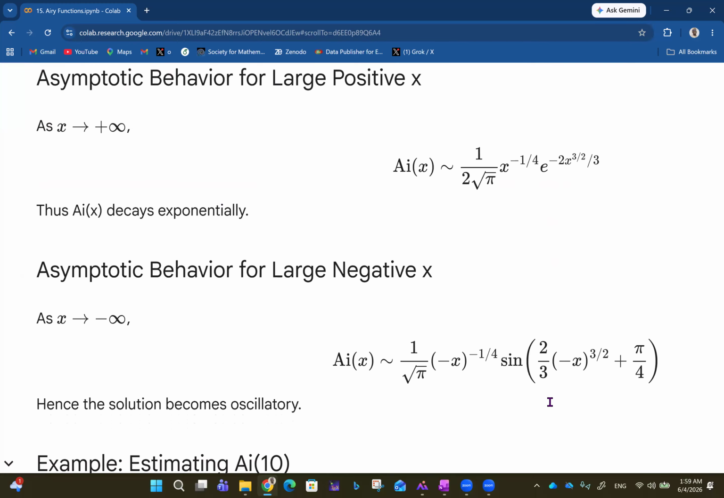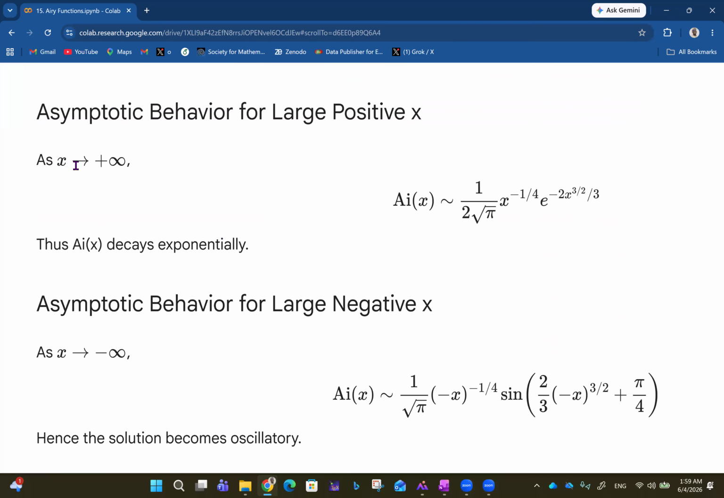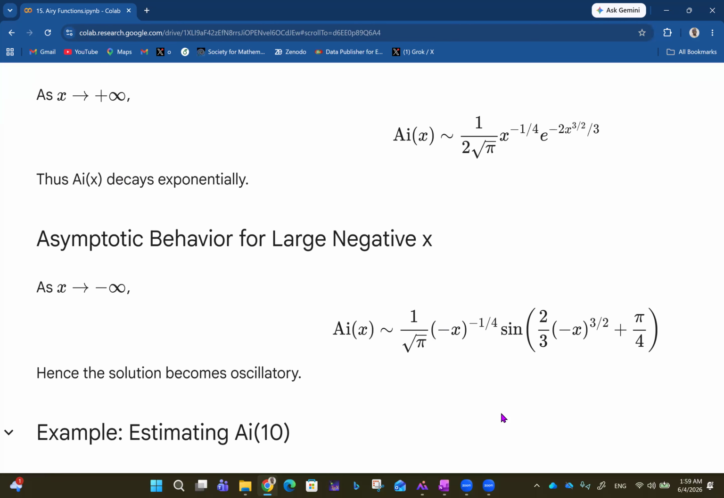Then we talk about the asymptotic behavior for large positive x. As x approaches positive infinity, Ai(x) is approximately 1 over 2 square root of pi times x raised to the power minus 1 over 4 times e raised to the power minus 2 x raised to the power 3 over 2, all over 3. Thus Ai(x) decays exponentially, as you can see from this minus here. Then for large negative x, as x approaches negative infinity, Ai(x) is approximately 1 over root pi times (minus x) raised to the power minus 1 over 4 times sine of 2 over 3 (minus x) raised to the power 3 over 2 plus pi over 4. Hence the solution becomes oscillatory here. That's for Ai(x).